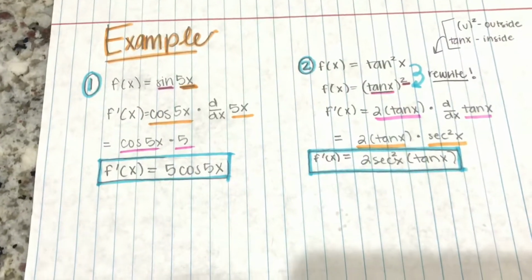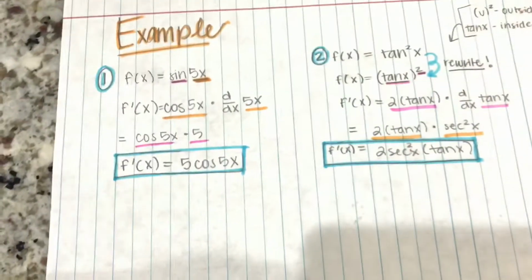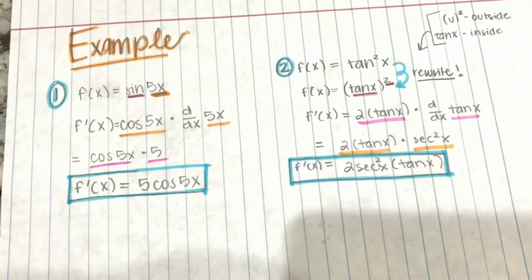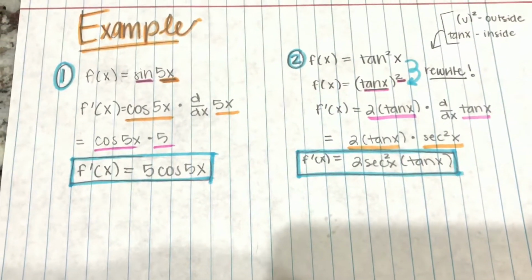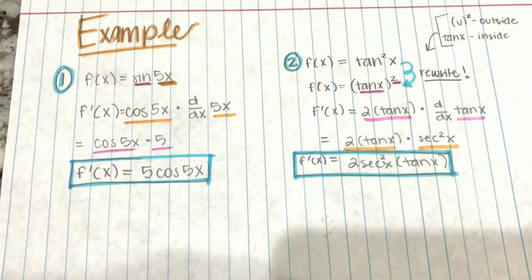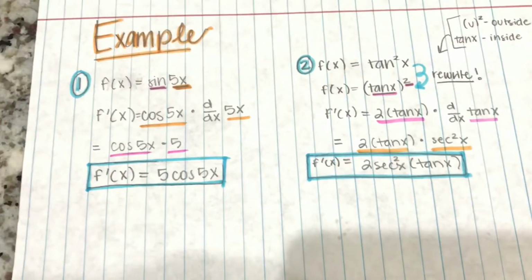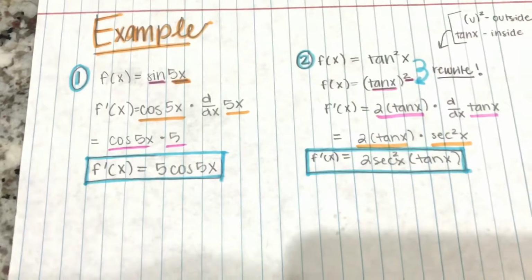Next, we're going to look at some trig examples, just because I think it's important to go over them. Sometimes we get confused and think that just because it's trig, it's harder, but we're still going to use the same idea of outside function, inside function, keeping that inside function the same when we find the outside derivative, and then multiplying it by the derivative of the inside.